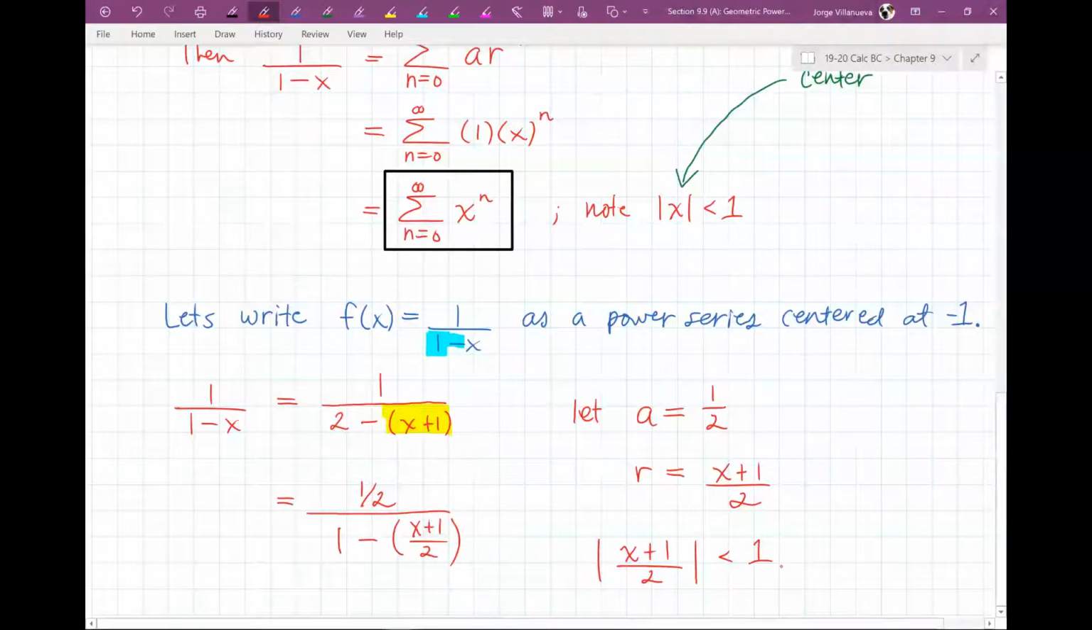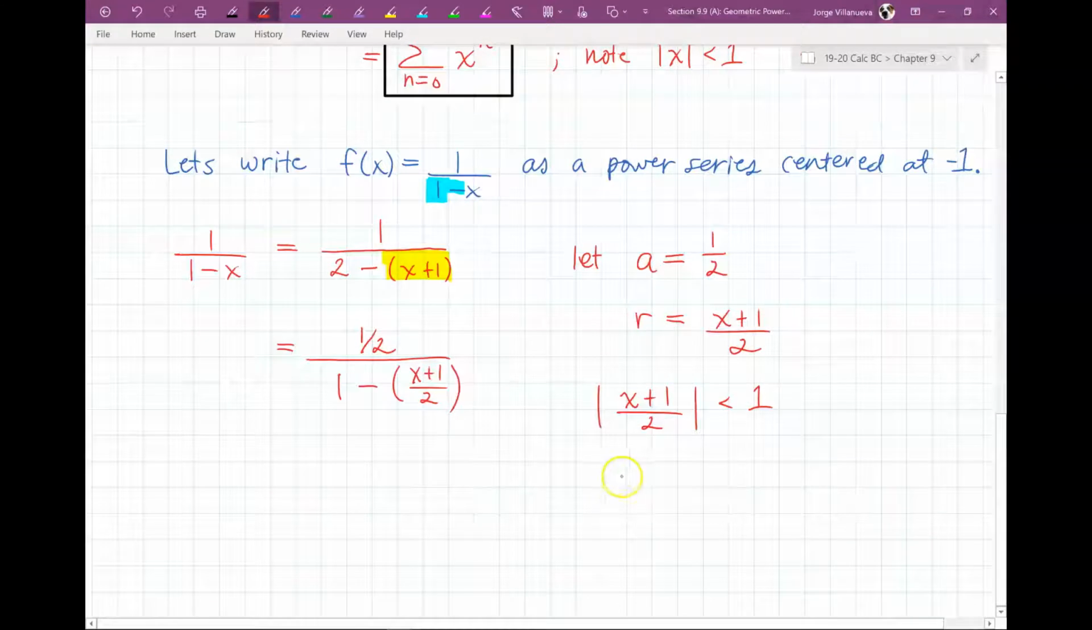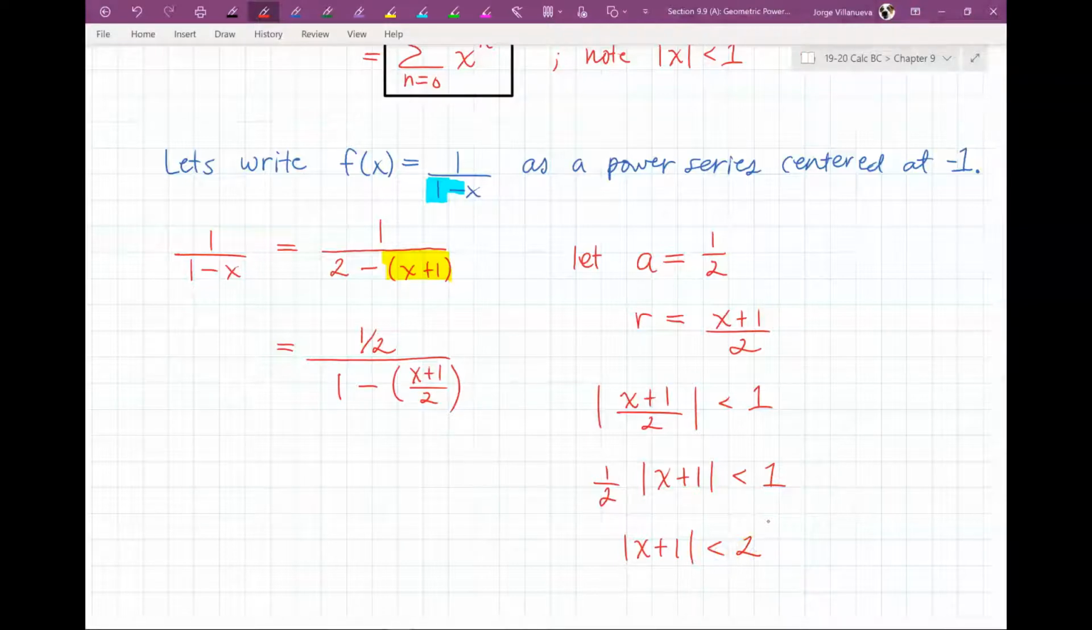What is my radius of convergence? It's a 2, right? Because it should be half of x plus 1 less than 1, or absolute value of x plus 1 less than 2. My radius of convergence is a 2. My interval of convergence, well, since I'm centered at negative 1, it should be from negative 3 to 1, open-ended. And then if you want to figure out whether it works on the endpoints, then you have to test it. But this is just extra work, if you needed to do it. Let's continue with this problem.